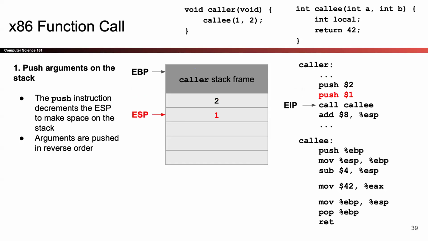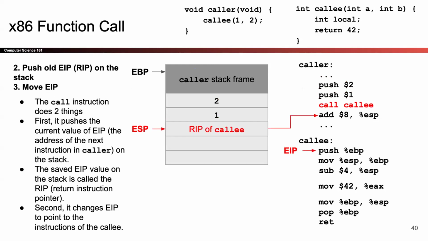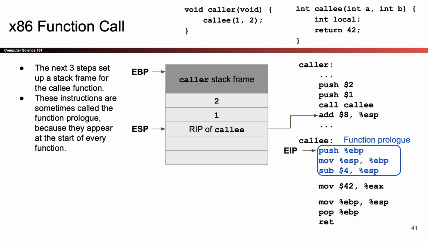And then we push the first argument. So that gets stored on the stack and ESP gets moved down. We call the caller, the callee. So that pushes the saved value of EIP on the stack, the ESP moves down, and the EIP gets updated so that next the CPU will start executing the code in the callee. But then this next instruction saves the value of EBP. It pushes it onto the stack.